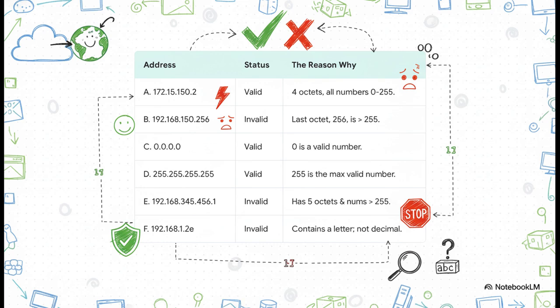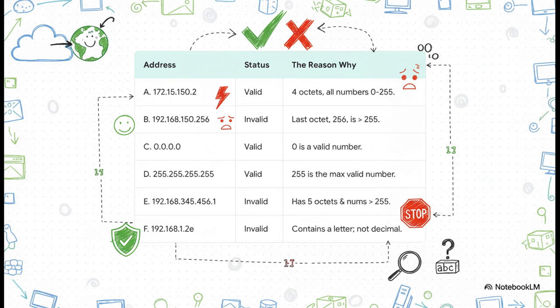Address A? Yep, that's a winner. 4 parts, all numbers in the right range. B? Oh, see that 256 at the end? That breaks our golden rule. Invalid. C and D? They might look strange, but they're both totally valid. 0 is the minimum and 255 is the maximum. E is just a disaster. It's got 5 parts and some numbers are way too high. And F? Invalid, because you can't have letters in an IPv4 address.